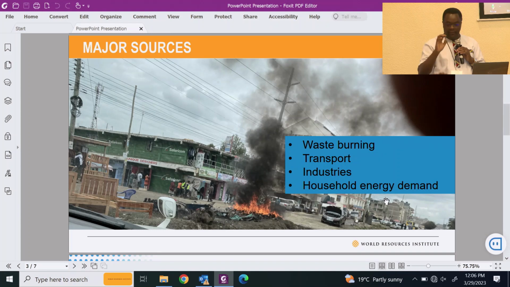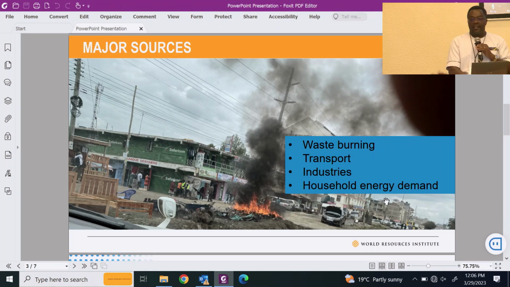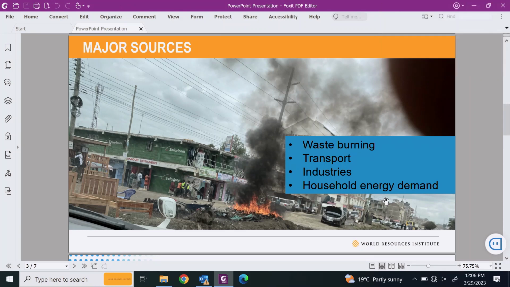There are so many small fires that are taking place in Africa. And waste burning is when you're focusing on urban centers. When you go to rural areas, I think burning of agricultural waste is also quite critical. Industries is also a major source. I think Selela is not here. Yeah, so Selela says one of the biggest challenges they have in Nairobi is controlling industrial waste.